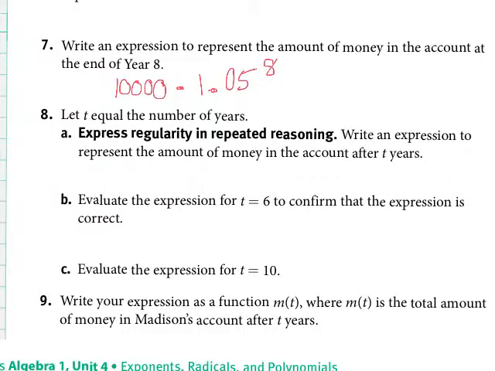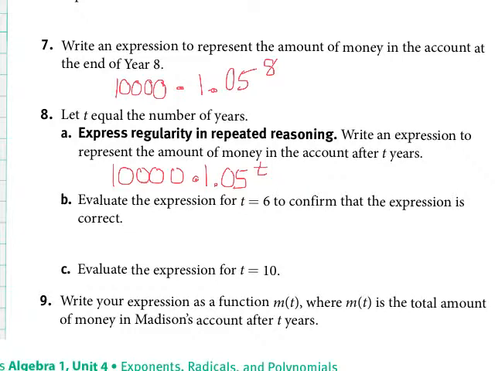If I wanted to represent that with a variable in there, so it shows me in any year after t years, I have my initial value times 1.05 to the t power. Make sure it's an exponent. It's not just 1.05t. It's 1.05 to the t power. That makes it exponential because there's a variable in the exponent. Then if I wanted to confirm for t equals 6, I could plug 6 in for t and calculate that. We practiced that last class, so I'm not going to worry about it.